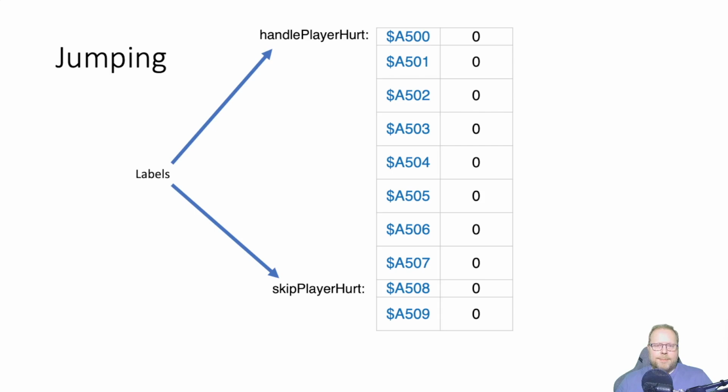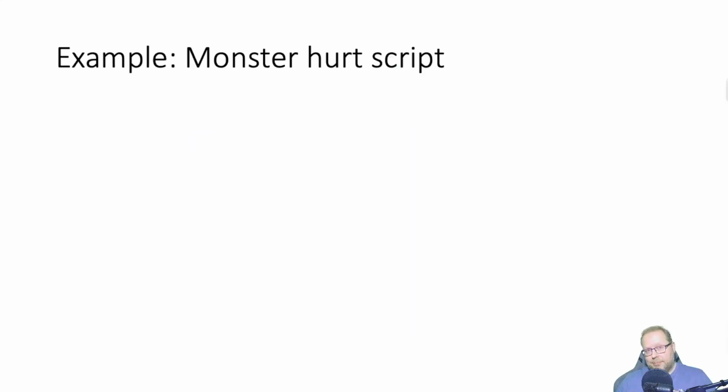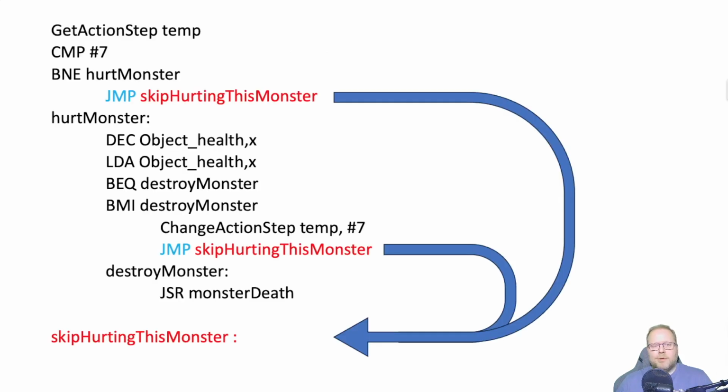So let's look at an example. Let's look at the monster hurt script. Now this is a little custom one. It's not 100% default NESmaker. But let's look at this one. First of all, there's a lot of code here, so don't worry about all this code. Don't get overwhelmed by this. What I want you to focus on right now is this jump thing.